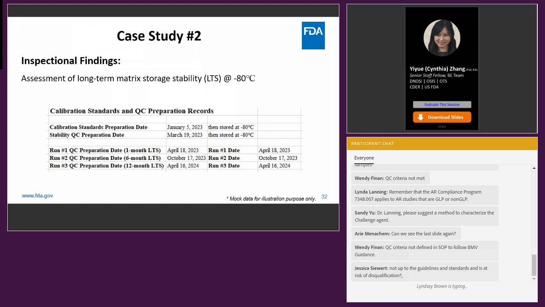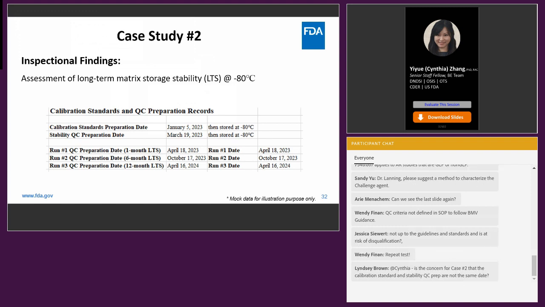All right, I have seen comments coming up in the chat box. Someone was mentioning the fresh calibration curve to assess stability QC test samples and QC criteria was not met. And QC criterion was not defined in the SOP to follow the BMV guidance, and also not up to the guidelines and standards, and is at risk of disqualification. Those are great answers. Thank you guys so much.